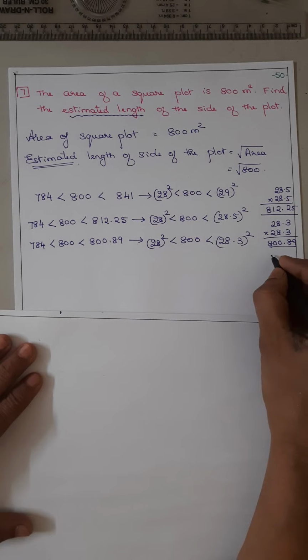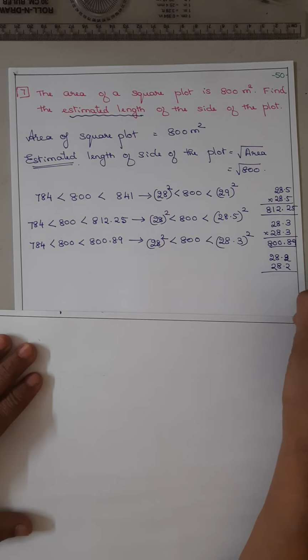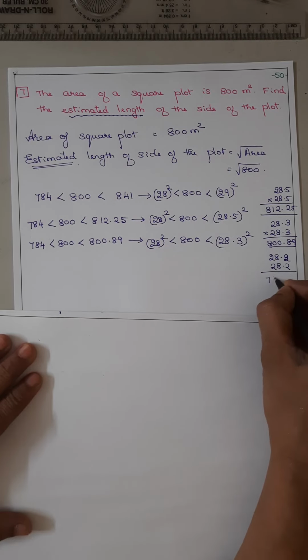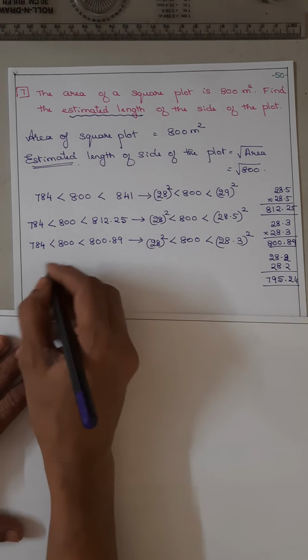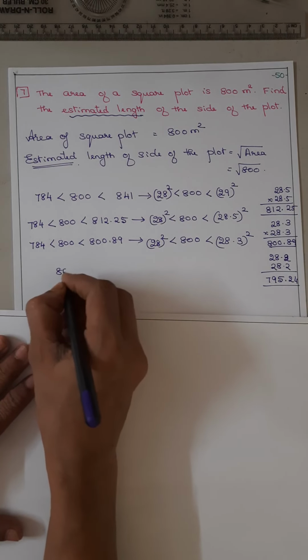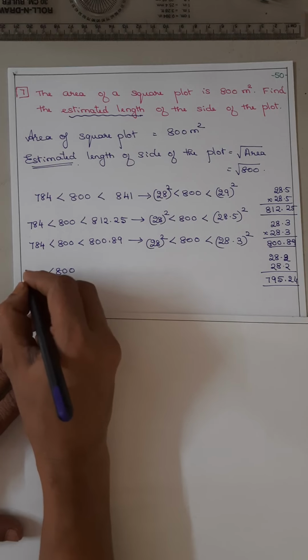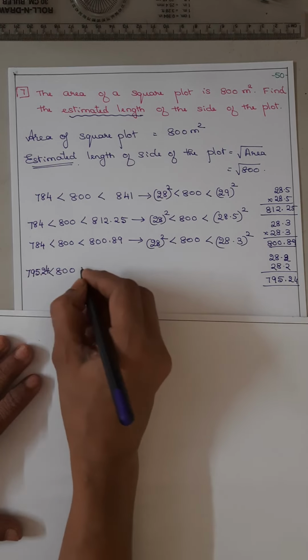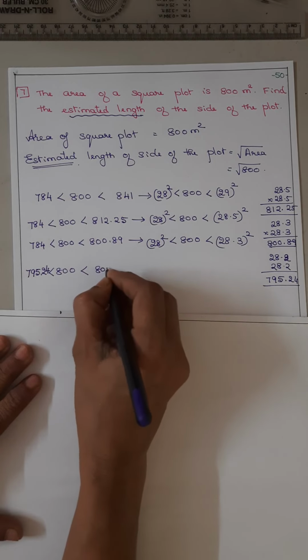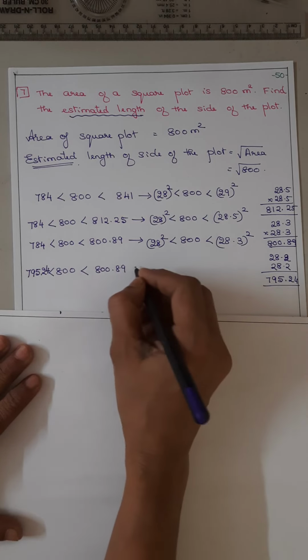Now try with 28.2. So 28.2 when you multiply, it will be 795.24. So it is to the left. So 800 comes between 795.24 and 800.89.